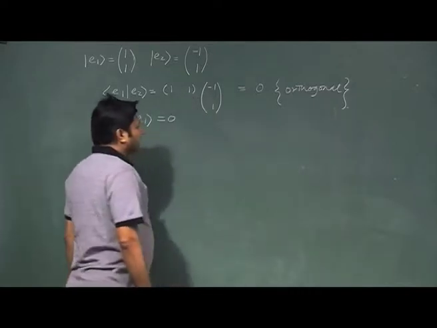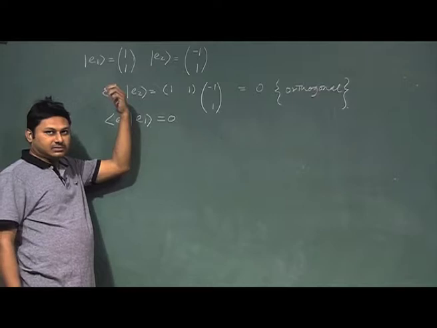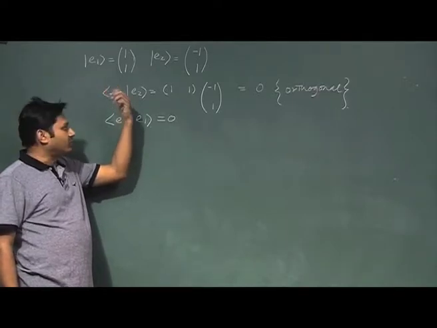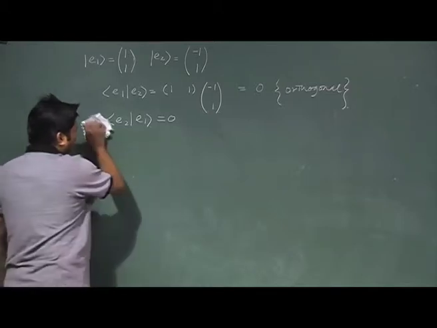No problem with that. Now the question is, if they are orthogonal, what is the difference between these and the previous vector, the natural basis we mentioned? What is the difference between these two? The difference is the norm.